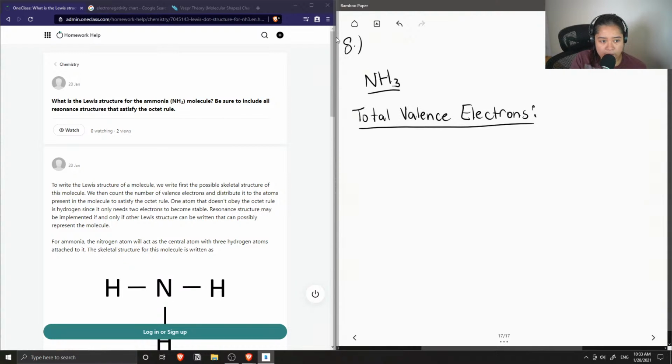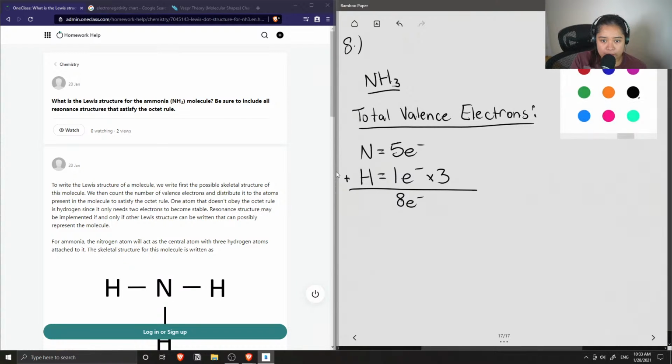So in the case of nitrogen, nitrogen has 5 valence electrons, and hydrogen contains 1. And since there are 3 hydrogen atoms, we would multiply this value by 3. And if we were to add them up, we would find a total of 8 valence electrons. So now let's start off by writing out the skeletal structure of NH3.